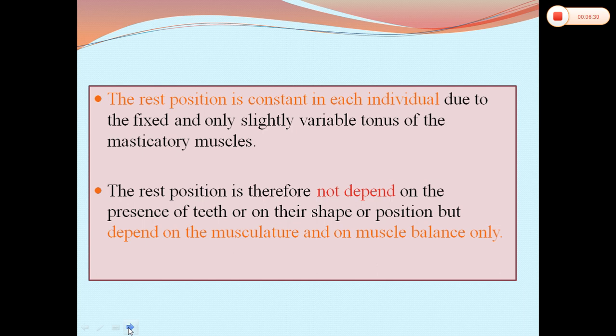The rest position is constant in each individual due to the fixed and only slightly variable tonus of the masticatory muscles. The rest position therefore does not depend on the presence of the teeth or on their shape or position, but depends on the musculature and on the muscle balance only.